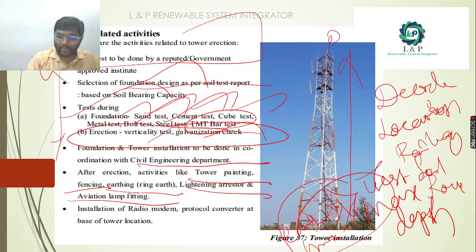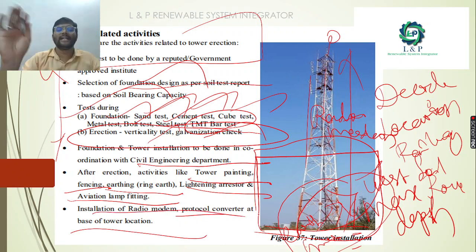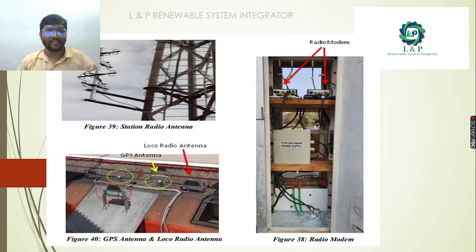We need to ground it properly. We need to provide protection or fencing for it, so that unauthorized personnel cannot access it. And after the tower is erected and installed, and all these activities are done, we will install the radio modems and protocol converters based on the tower locations. All these things will be decided.